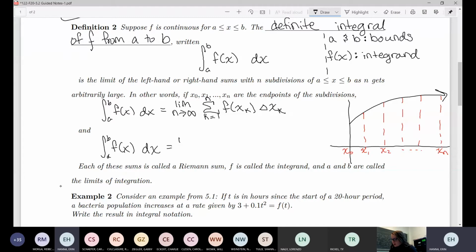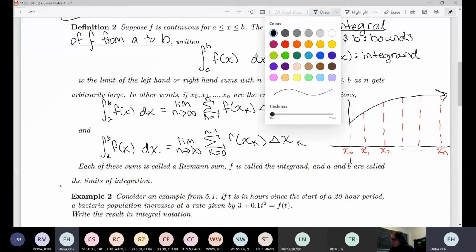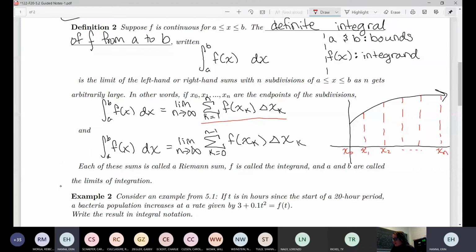Now, let me write out the other one, then I'll talk about what that sigma notation is actually trying to say in a second. This is what I meant by this is the scariest looking definition we probably have in this class. So what is that sigma notation actually trying to say? And this is why we had to talk about it a little bit, just so that you knew what the notation was. These are your Riemann sums.